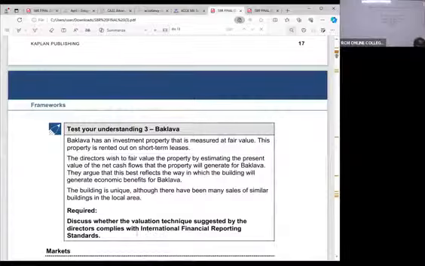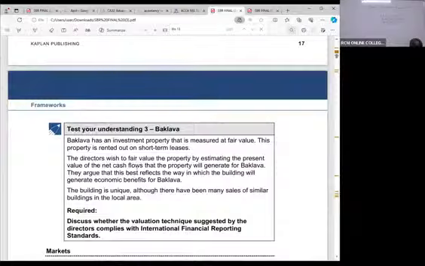As a gentleman, we are told here that what they're trying to use is valuing their property using the net cash flows discounted technique. This is level 3. And level 3 is only applicable for very unique buildings, buildings in this case that have got nothing similar to compare to. But if you look at this very well here, the building is unique, although there have been many sales of similar buildings in the local area. So these guys here should have used level 2 inputs, a similarity.